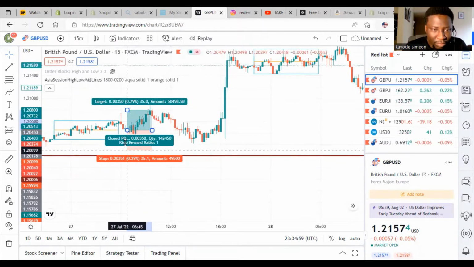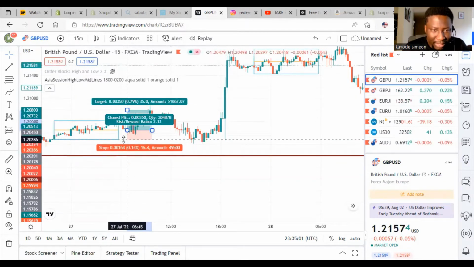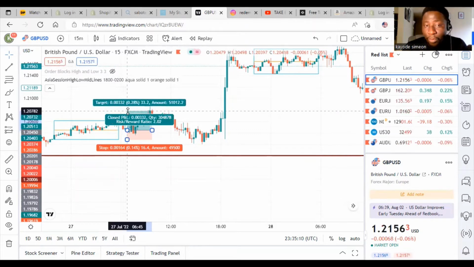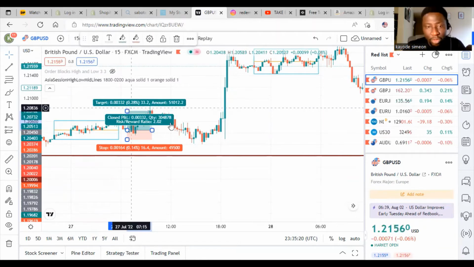My stop loss is going to be the low of that particular day for the Asian session, and my take profit is 1 to 2. I go for 1 to 3 sometimes when the momentum is good. So if you can track that the momentum of the market is really good, you can go for 1 to 3, but minimum 1 to 2. I'll be using 1 to 2 in this video.